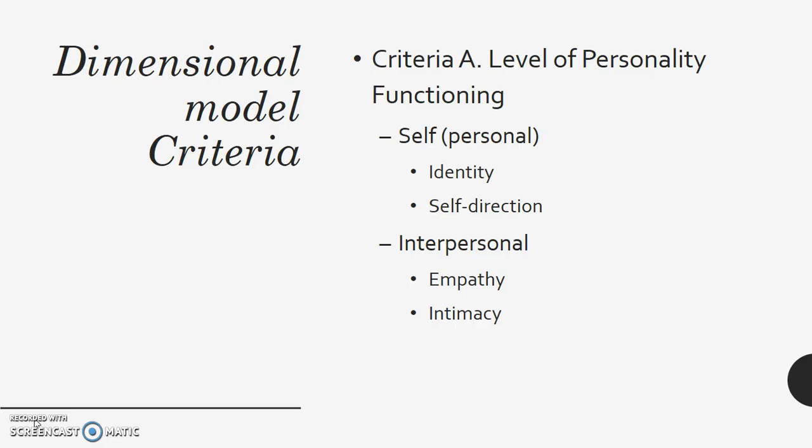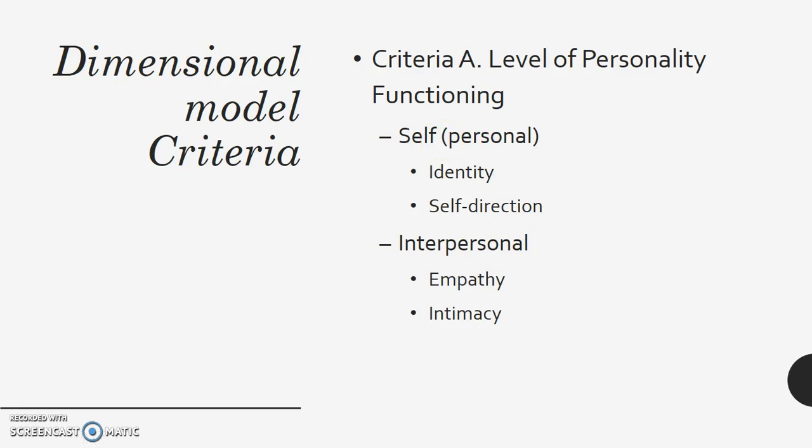So let's remember something. In order to make this exercise, you must have read and you must have known already the model, but this is just a brief review. We're going to remember that Criterion A of the alternative model is named level of personality functioning, and it has two main definitions or components. One that has to do with the self personality functioning, and then the other one with the interpersonal personality functioning.